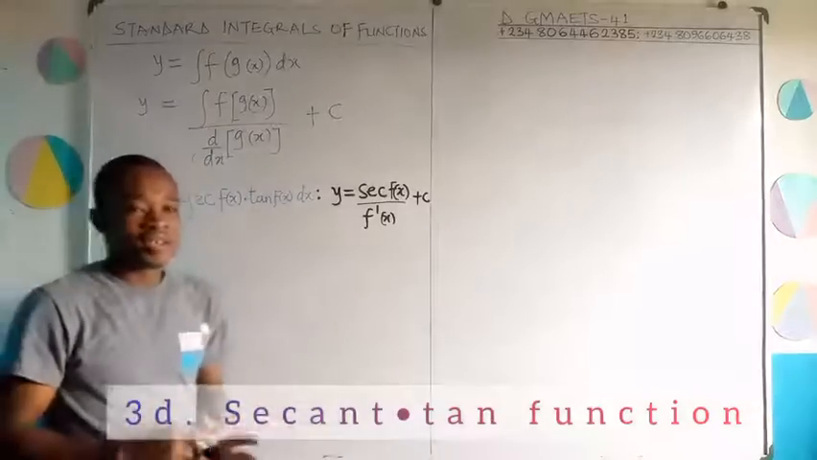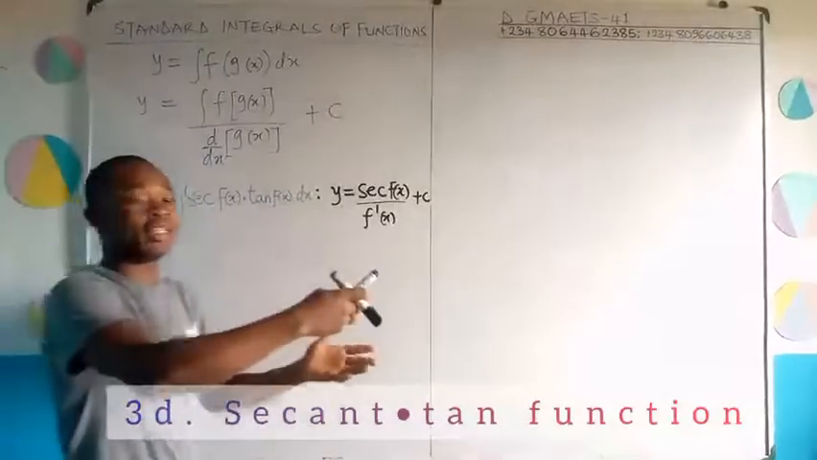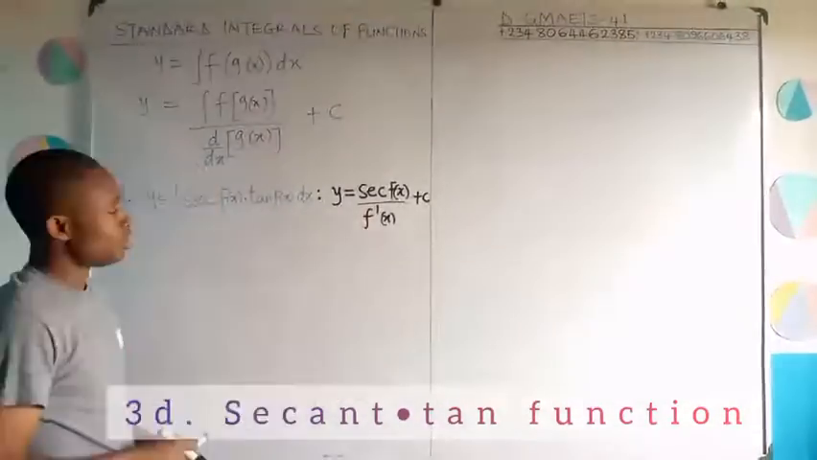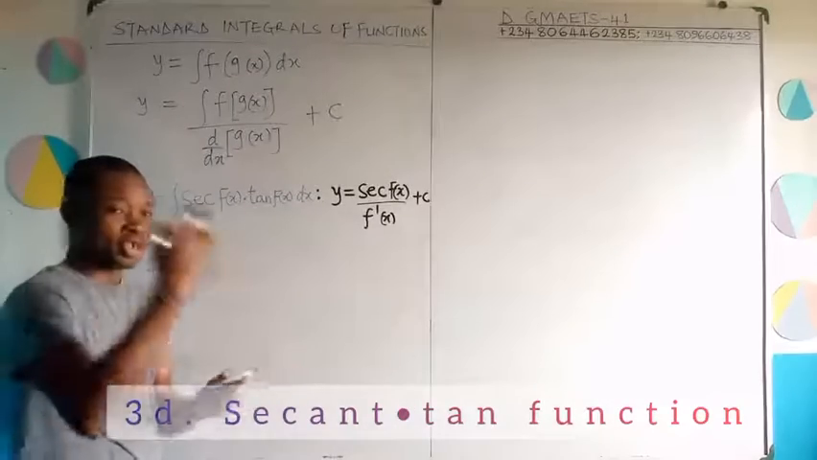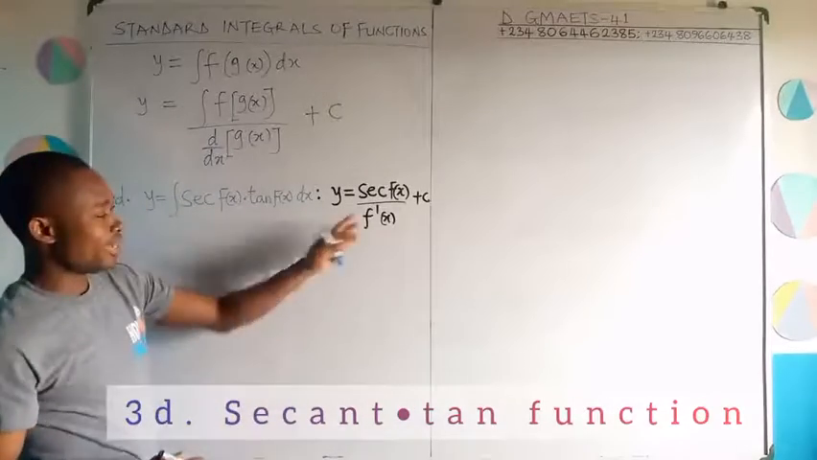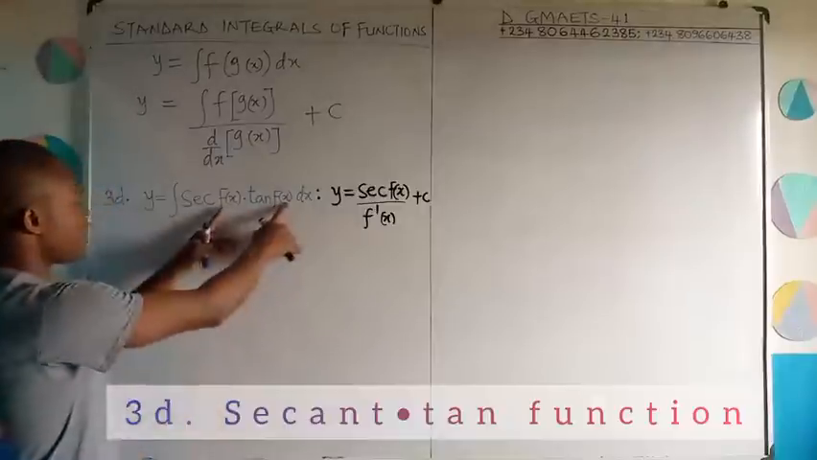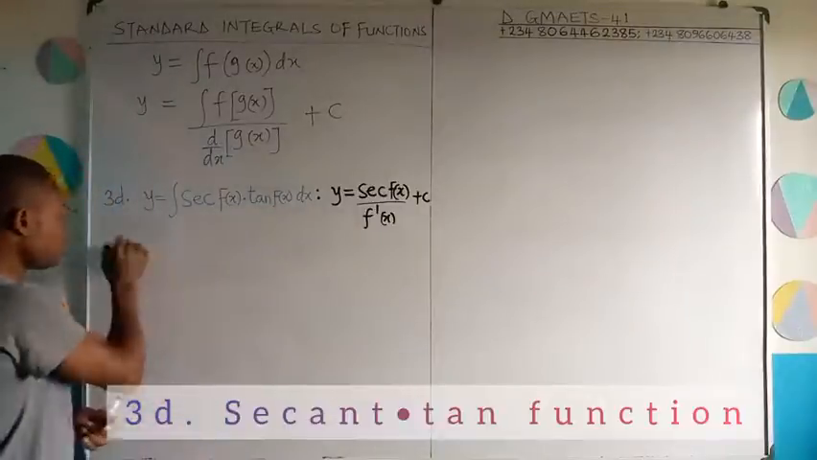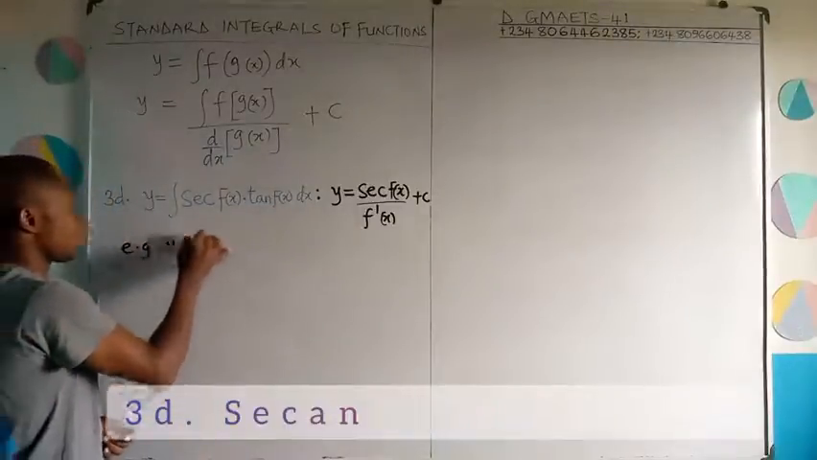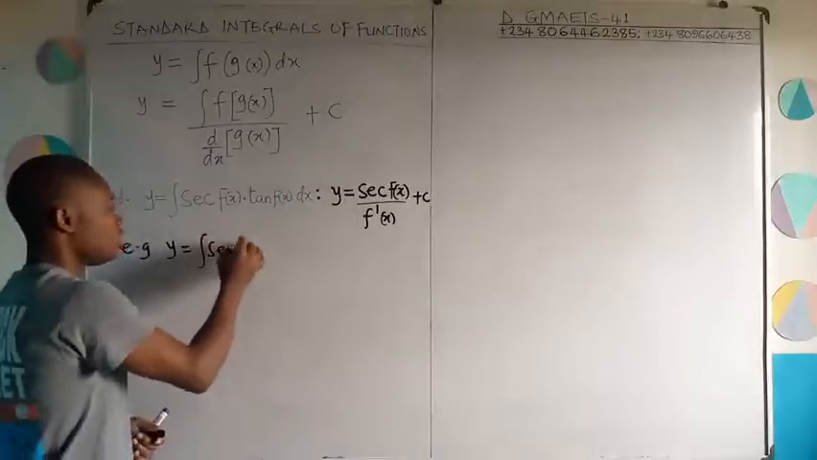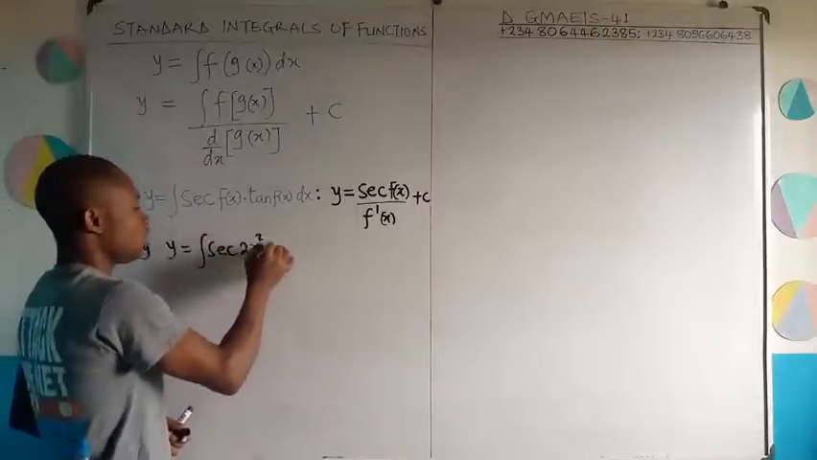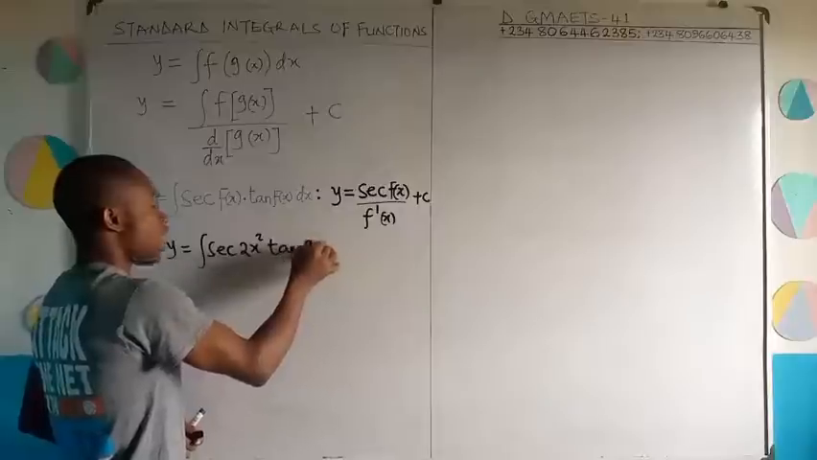So what have you learned here? It's simple. If you integrate sec f of x tan f of x, you are going to get what? Sec f of x. It follows the same procedure as before. You need to divide by derivative of the minor function. A quick example here, y is equal to integral sec 2x squared times tan 2x squared.